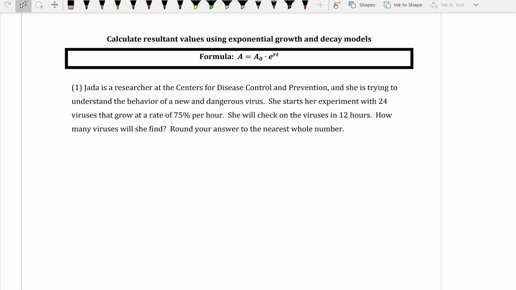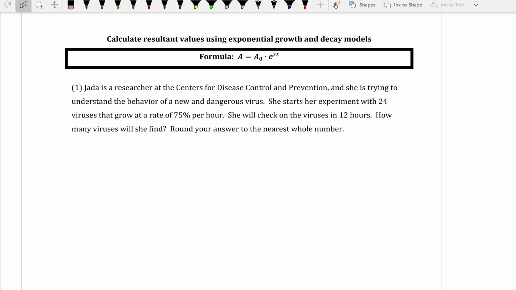The next thing we're going to be looking at is calculating the resultant values using exponential growth and decay models. So now our formula is going to change slightly. We don't just say it's our principal amount anymore. We say A naught, which is our initial amount. So that's what changes in this formula.